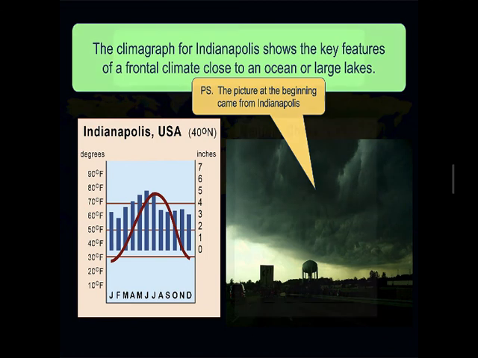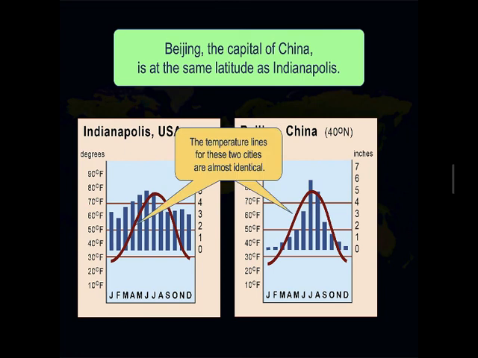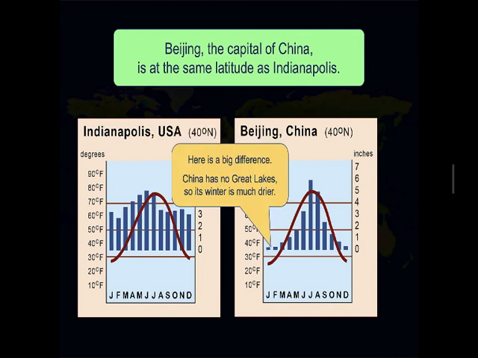Beijing, the capital of China, is at the same latitude as Indianapolis. The temperature lines for these two cities are almost identical. Here is a big difference. China has no Great Lakes, so its winter is much drier.